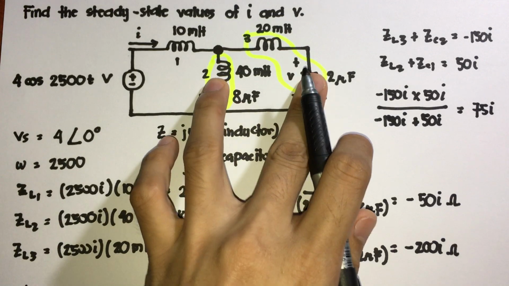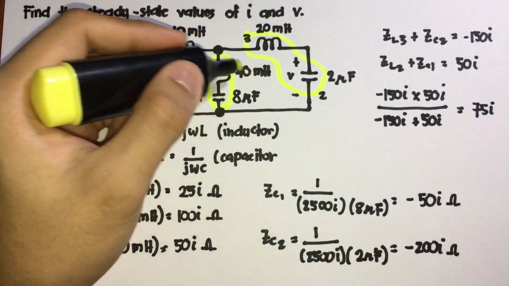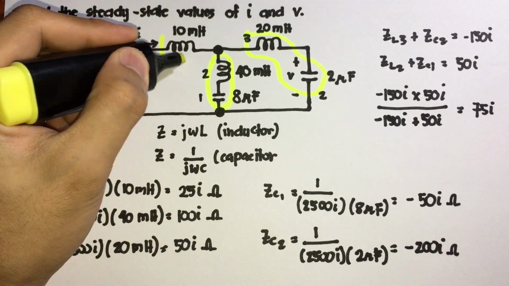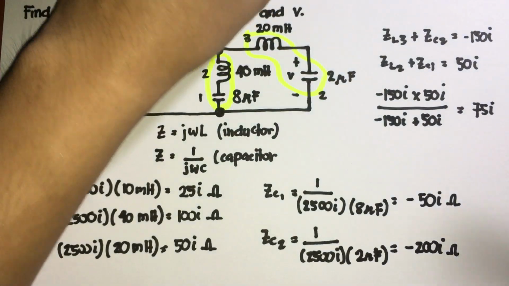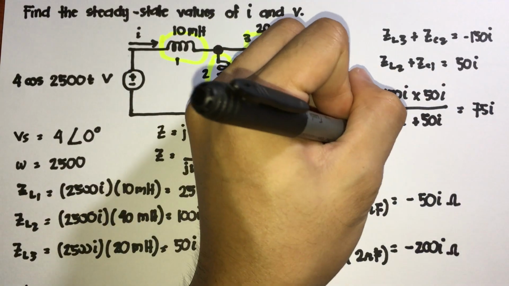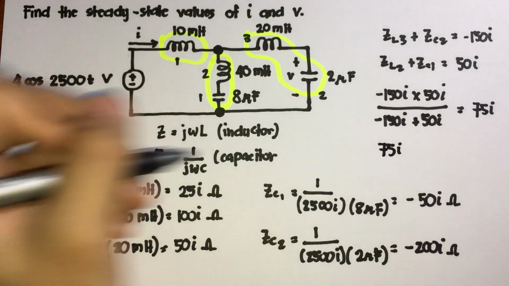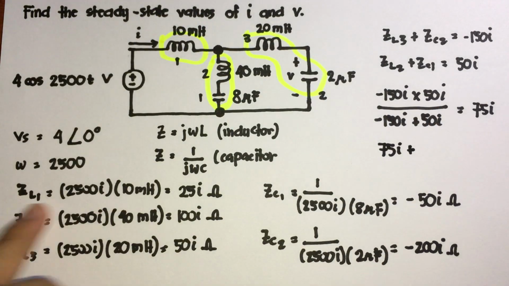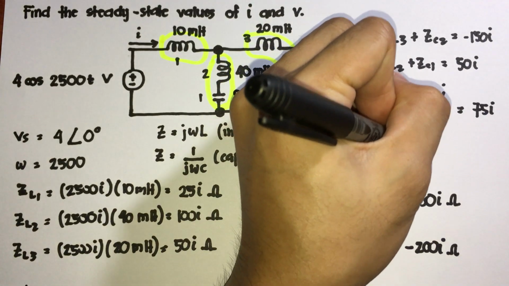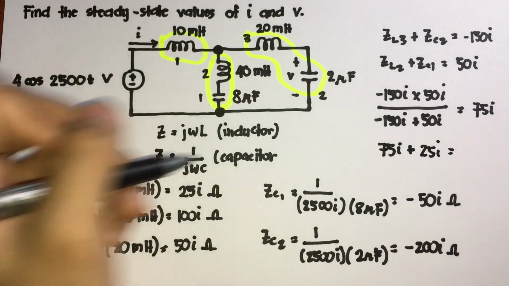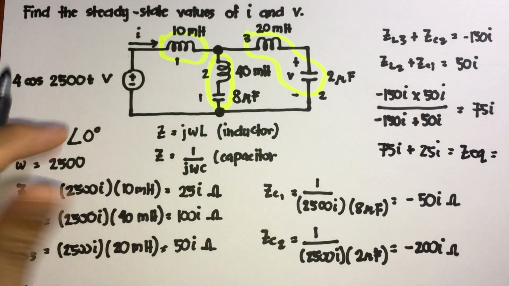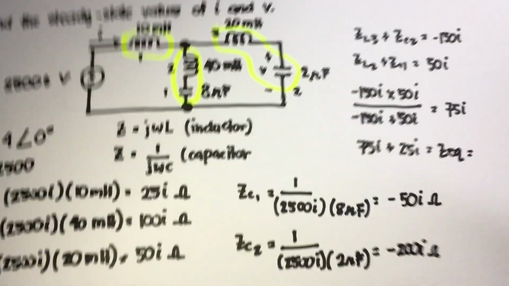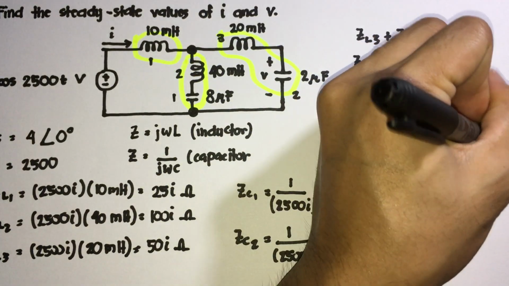Now we have already combined that, so the combination of these two, we can just put in series with this value, the 10 millihenry inductor, to obtain the ZEQ. So 75I plus ZL1, 25I. So we have the value of the ZEQ, which is equal to 100I.